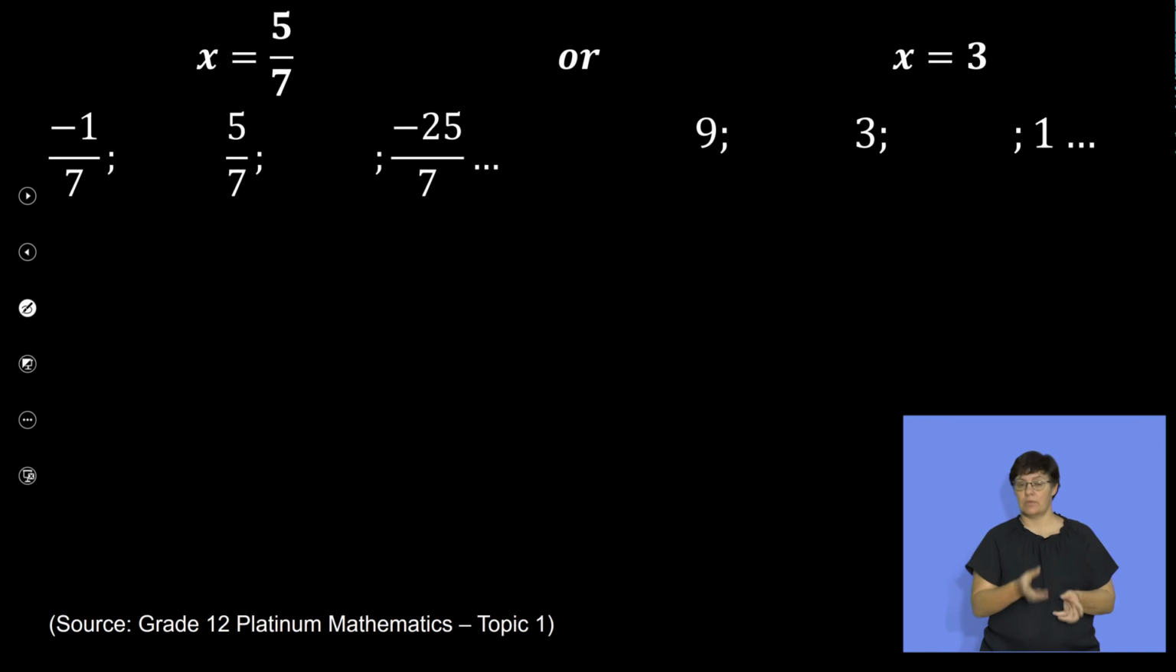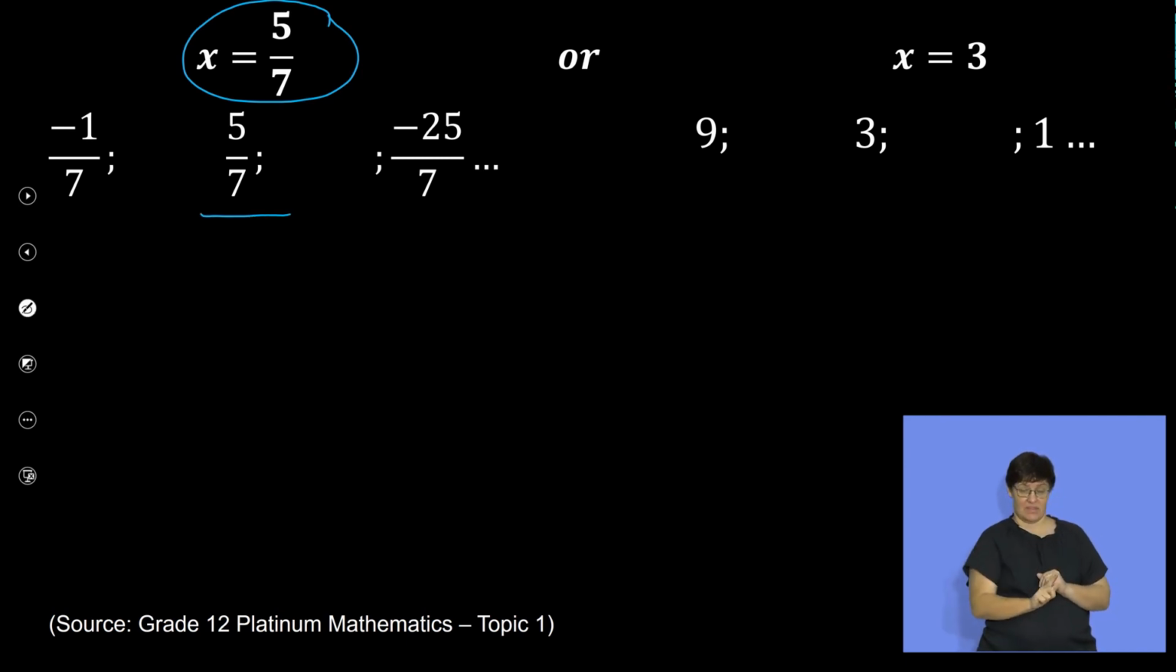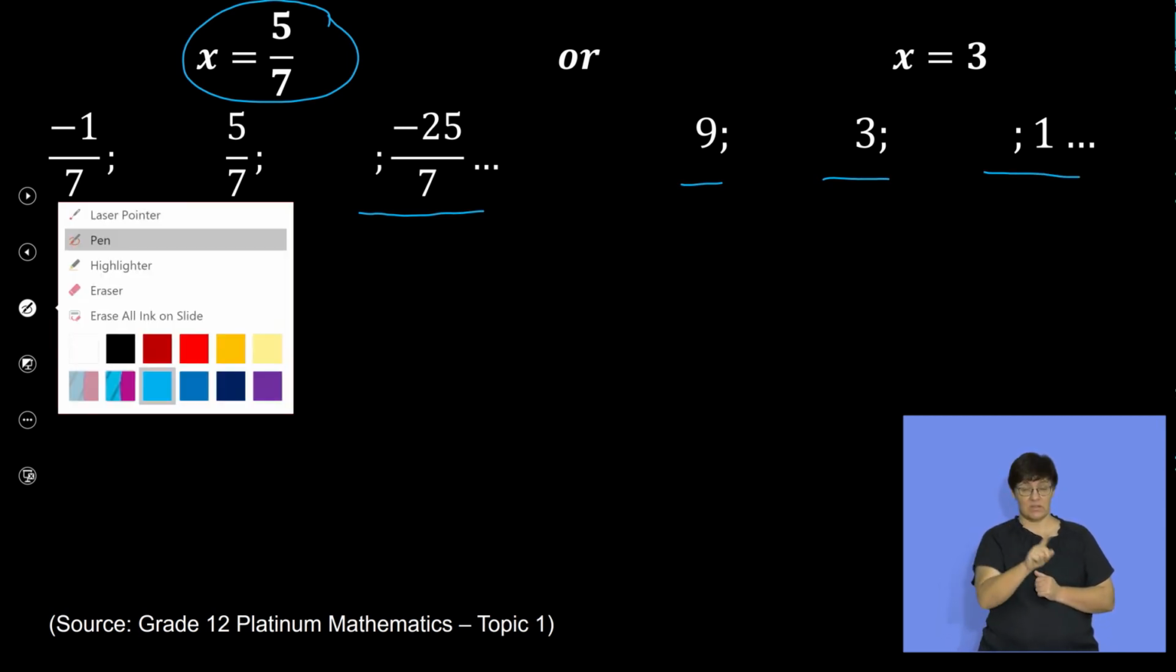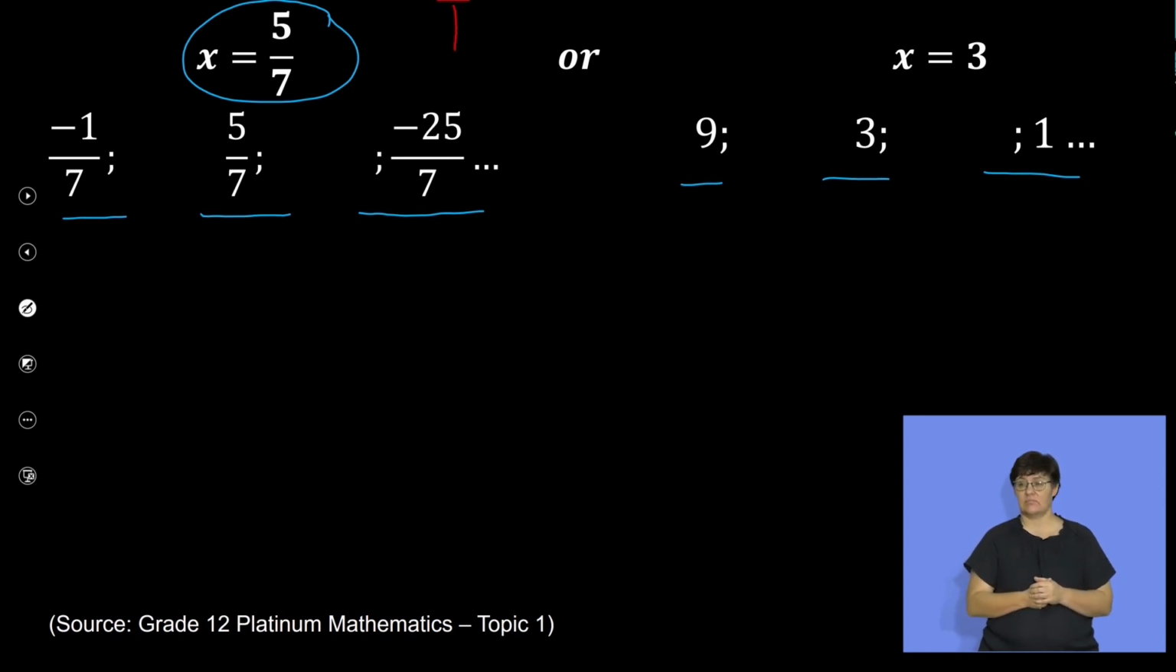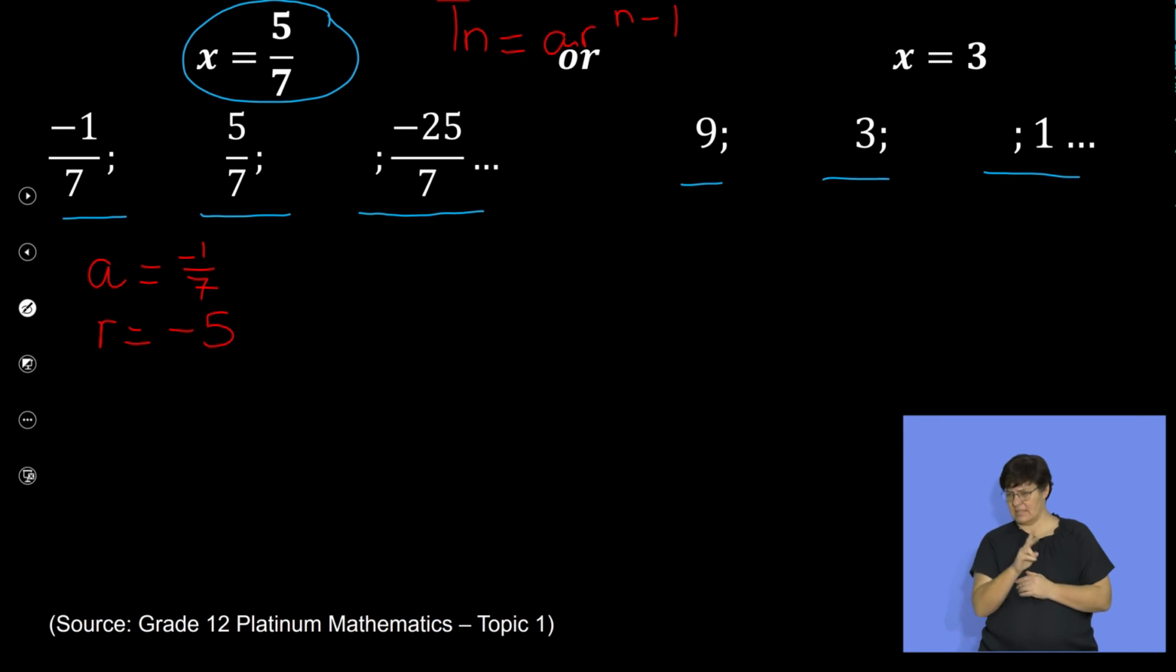And you should get that when x is 5 over 7, the pattern goes negative a seventh, then 5 over 7, then negative 25 over 7. Then when x is 3, we should have the pattern going 9, 3, then 1. Just a reminder, I'm looking for the nth term of these patterns. So I want to write these patterns in terms of Tn is equal to A times R to the power of n minus 1. So for when x is 5 over 7, I can see that A is equal to negative a seventh. R is actually equal to negative 5, because I can see that between each of these terms, there's been a multiplication of negative 5. So you can use the R formula in order to do that and check it.